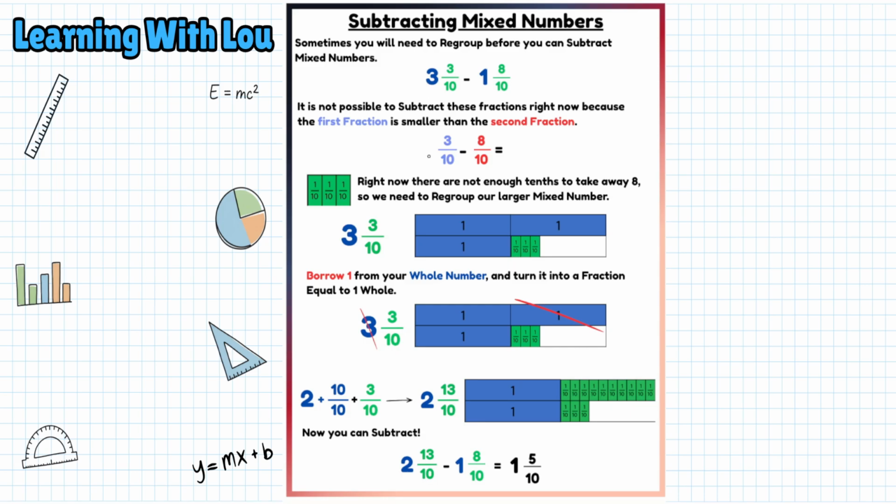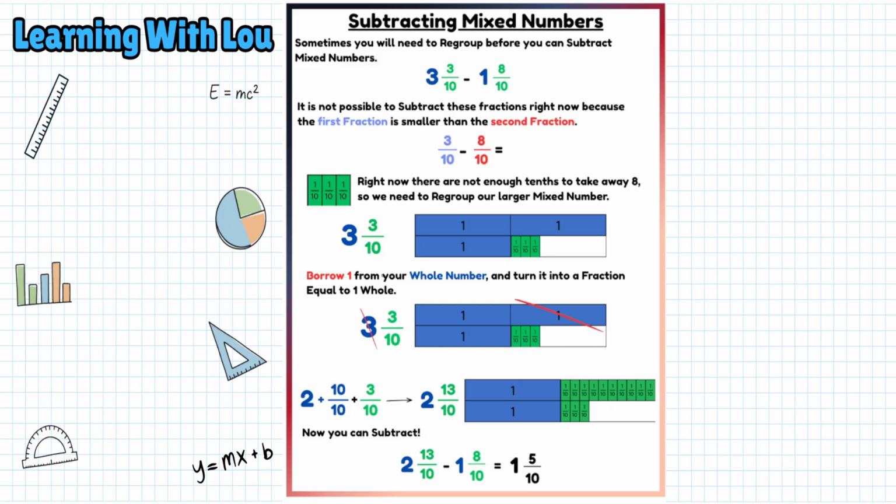We're actually going to have to decompose our 3 and 3/10 and just rewrite it. That way we have enough of a fraction to take away from. So as you can see, what we have here is 3 and 3/10. That's our original number. We have 3 wholes matching with the 3, and then our 3/10 for the 3/10.